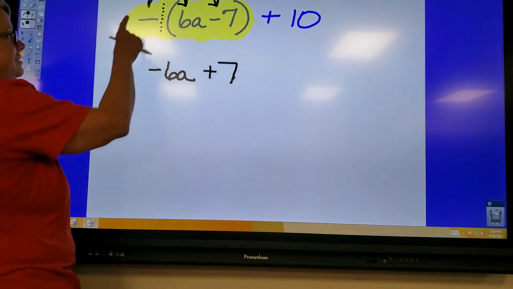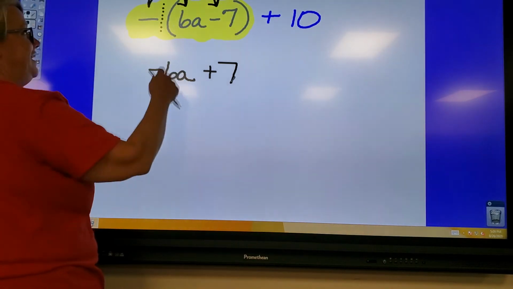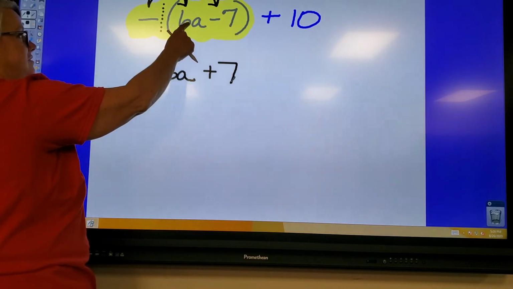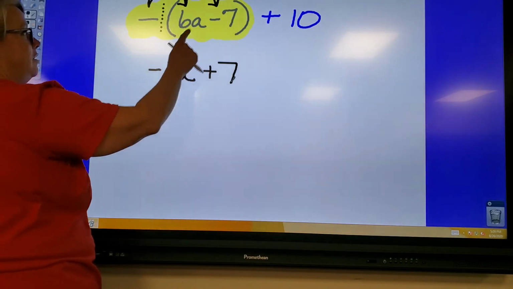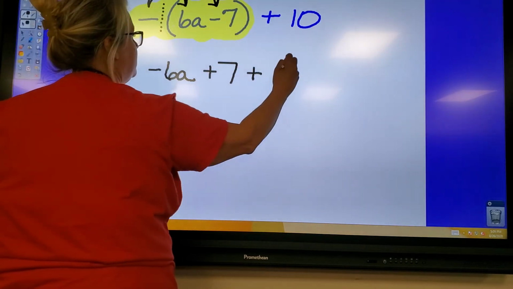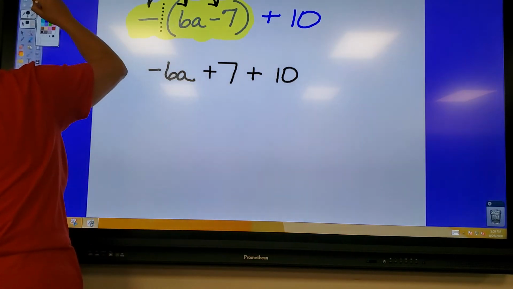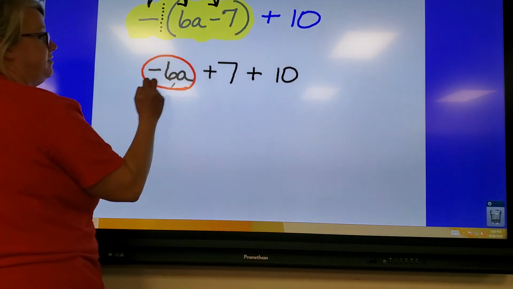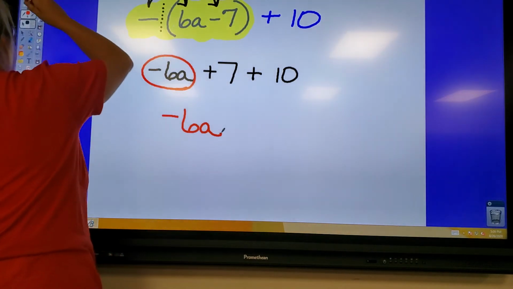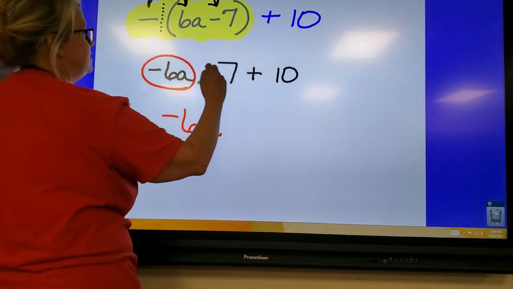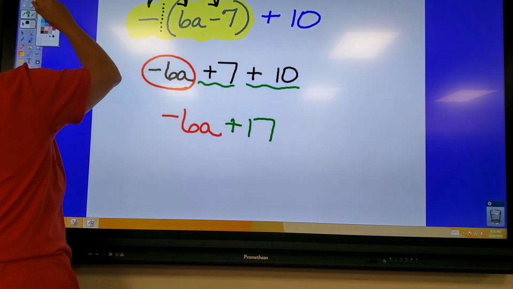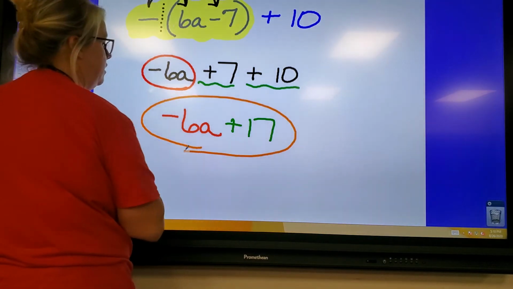When you distribute this negative sign, it does the opposite sign of what you started with. We started with a positive 6a, now it's a negative 6a. Started with a negative 7, now it's a positive 7. And then we have this plus 10. Our first term has to be with the variable. There's nothing to combine with it, so negative 6a. And then our two constants, 7 plus 10, that's going to give you a plus 17. And you're finished.